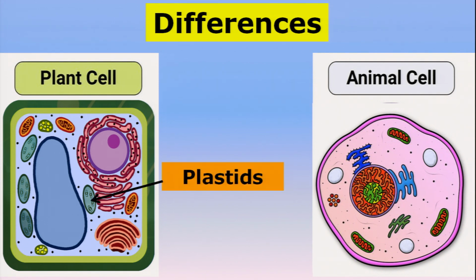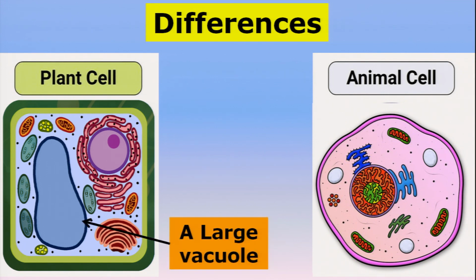Second difference is presence of plastids. Plastids are present only in plant cells and they are absent in animal cells. And the third difference is in the presence of vacuole. In a plant cell, only a single large vacuole is present and in animal cells, multiple vacuoles small in size are present.